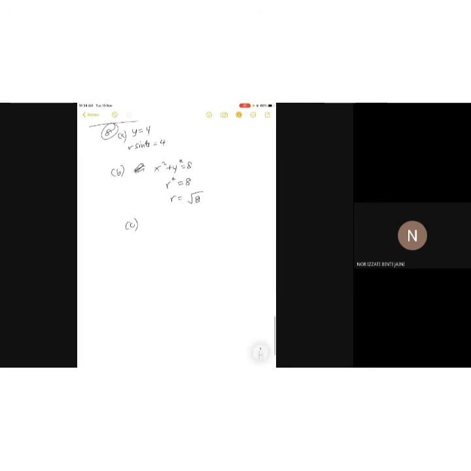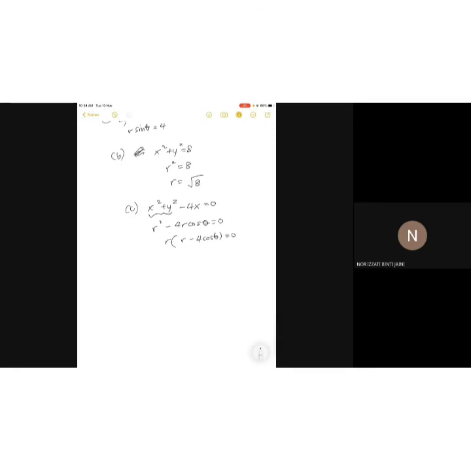And then C is X squared plus Y squared minus 4X equals to 0. Ini pun you buatlah satu-satu. X squared plus Y squared is R squared minus 4X is R cos theta equals to 0. Then you have R minus 4 cos theta equals to 0. And then you have two equations right here actually.